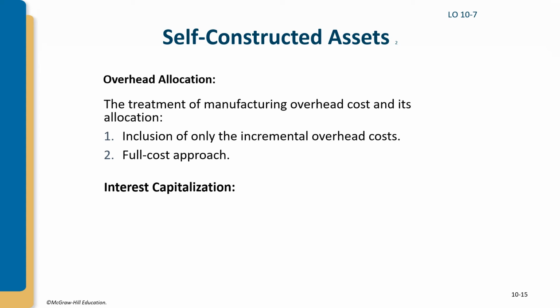So overhead allocation can be done in what's called the inclusion of only the incremental overhead costs. So what we would look at is what's the cost we usually have. Now, since we started construction, how much more are those costs, electricity and things that increased besides the labor and materials used directly in constructing the building. Or we could take what's called a full cost approach, and that's cost accounting, okay? We're not going to focus so much on that here. We're going to talk about interest.